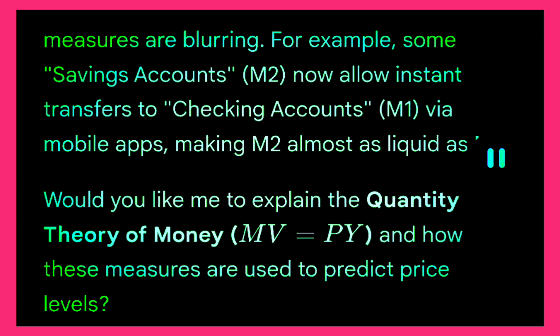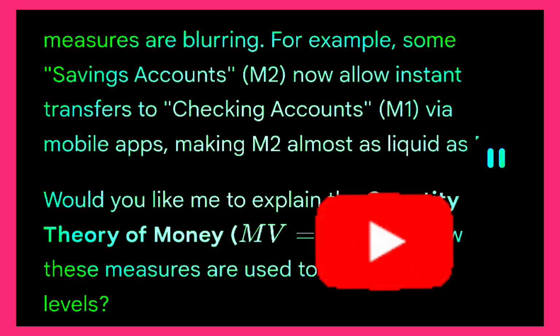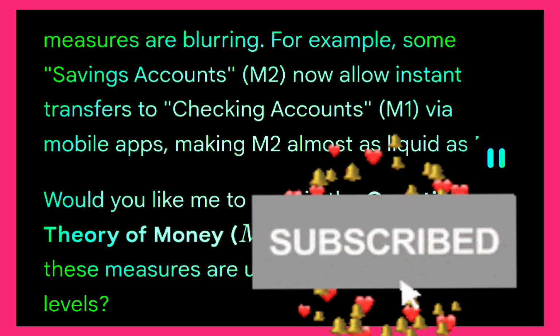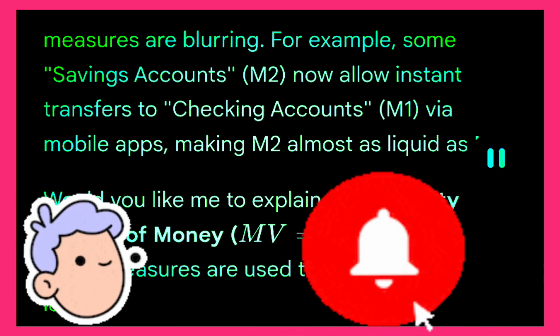Would you like me to explain the quantity theory of money, MV equals PY, and how these measures are used to predict price levels?